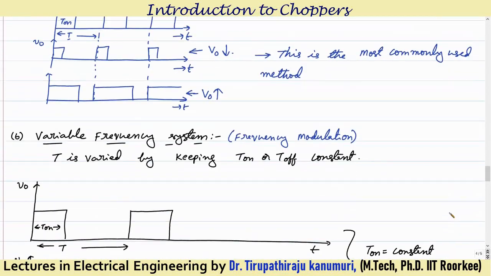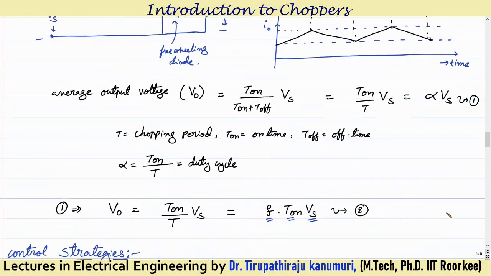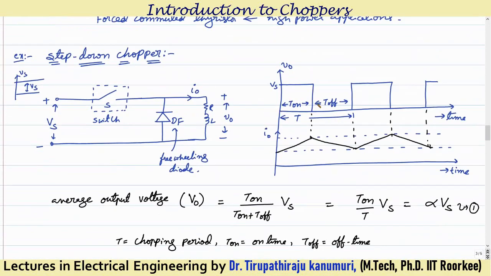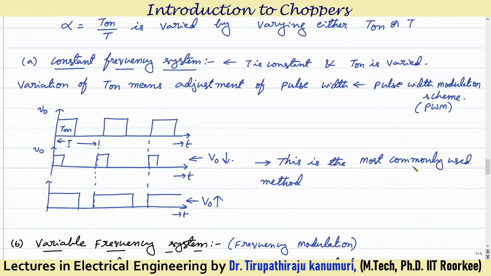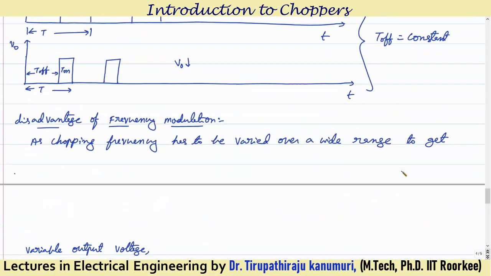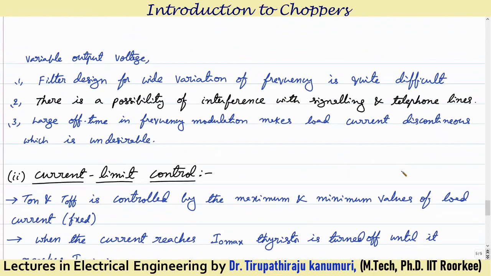Let me go above so that I can explain this. You can see here, for this off time period, the current is dropping. If the off time period is more, then what will happen? This current may reach 0 and for some time discontinuous conduction may be possible. That is a disadvantage. Because of these disadvantages, this frequency modulation method is not used in practice. We only go for pulse width modulation.